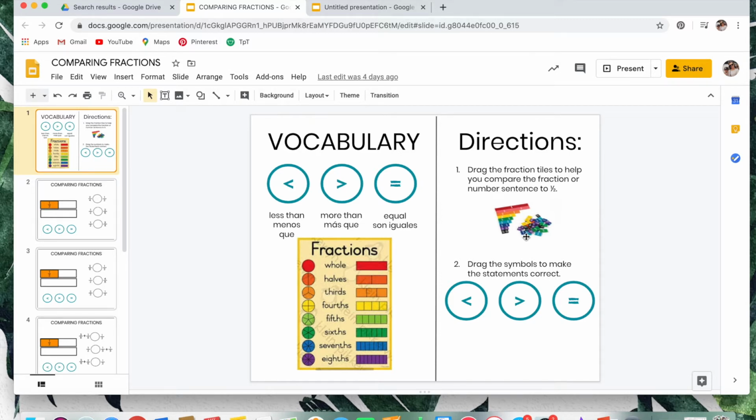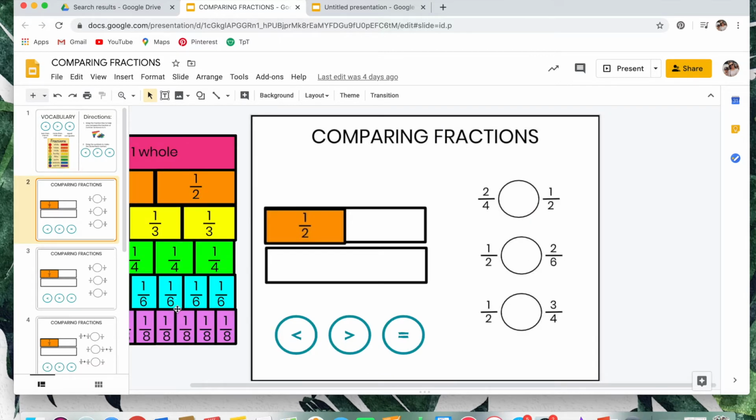So the directions for this activity will be to drag the fraction tiles to help you compare the fraction or number sentence to 1/2. So in class we have fraction tiles that look like this. You probably don't have those at home. I don't either. So on your slides you have fraction tiles that you can move around on the side.